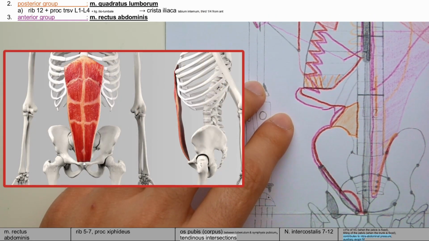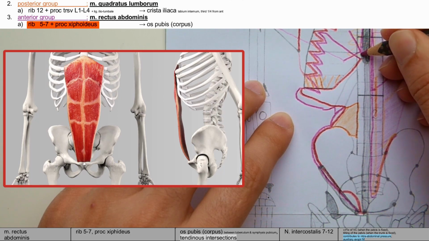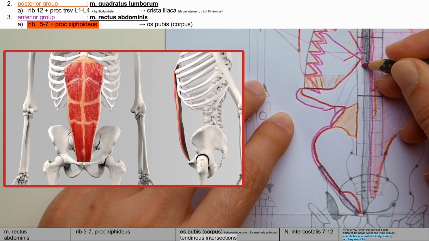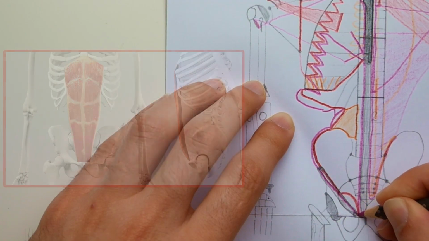The musculus rectus abdominis makes the anterior part of the abdominal muscles. It originates from rib 5 to 7 and processus xiphoideus and inserts into the corpus of os pubis.